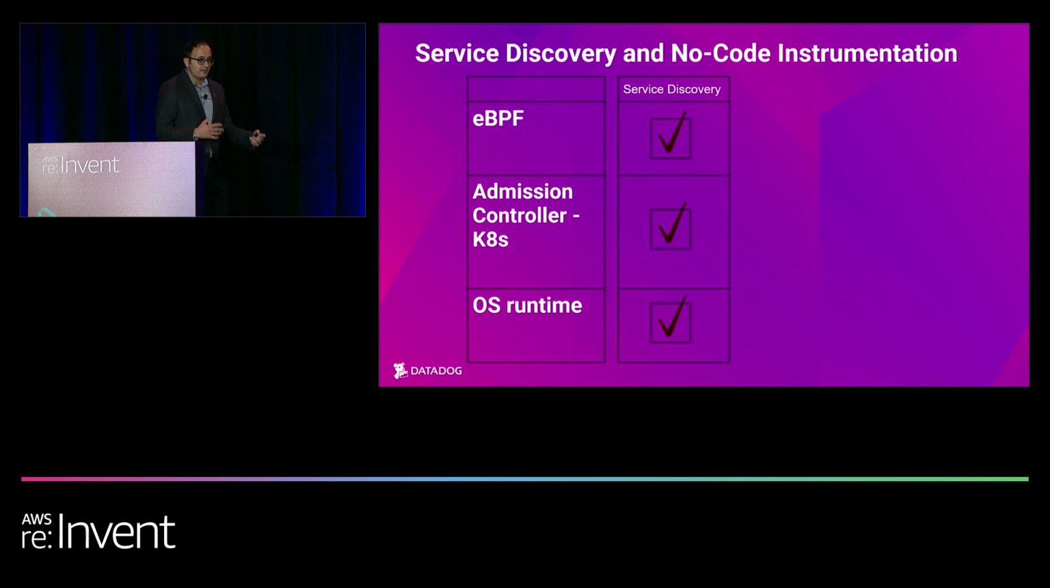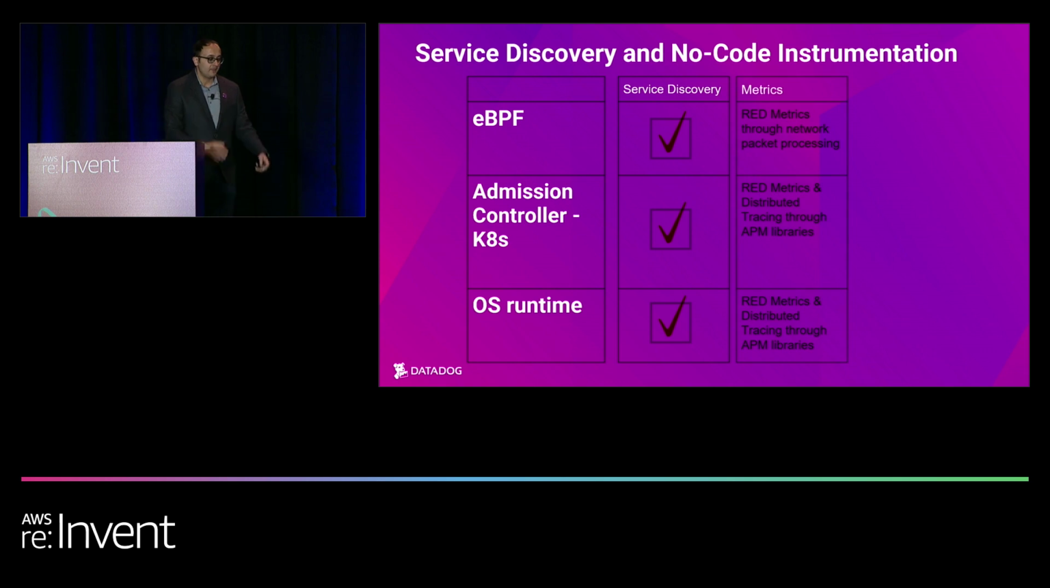If you had to compare the 3, super high level, all of these techniques lead to service discovery, right? So you don't have to really know all your services. These techniques allow you to instrument all your services. From a metric standpoint, eBPF gives you RED, which is basically rate, errors, and duration metrics, because it is tied with the function calls. The admission controller and the OS runtime techniques are actually attaching a runtime into your applications on the fly. So they are basically changing the binaries without changing the code. So they can give you beyond RED metrics, tracing, and other capabilities that you're familiar with from the APM suite.